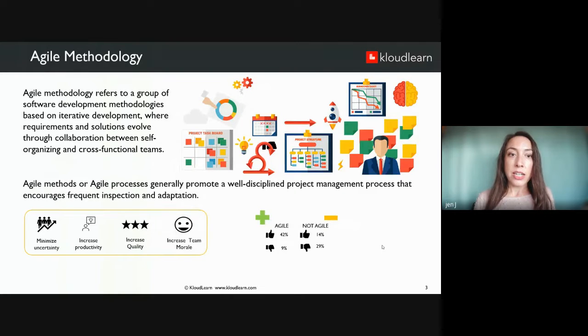Agile methodology refers to a group of software development methodologies based on iterative development, where requirements and solutions evolve through collaboration between self-organizing and cross-functional teams. Agile methods, or agile processes, generally promote a well-disciplined project management process that encourages frequent inspection and adaptation.